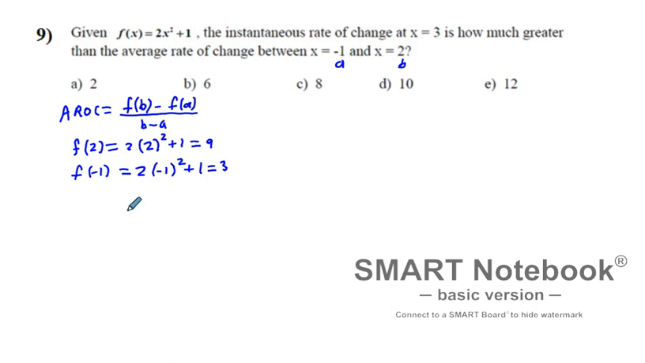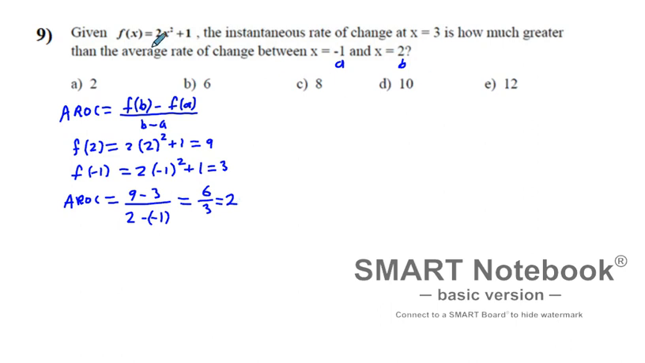So what we have here for our average rate of change is going to be f of b, which is 9, minus f of a, which is 3, over b, which is 2, minus -1. Okay. We have a 6 divided by 3, which is 2.